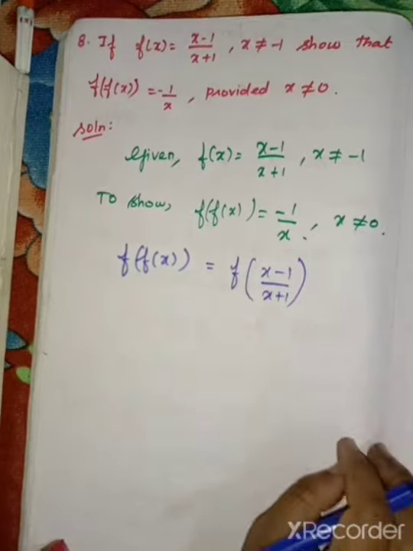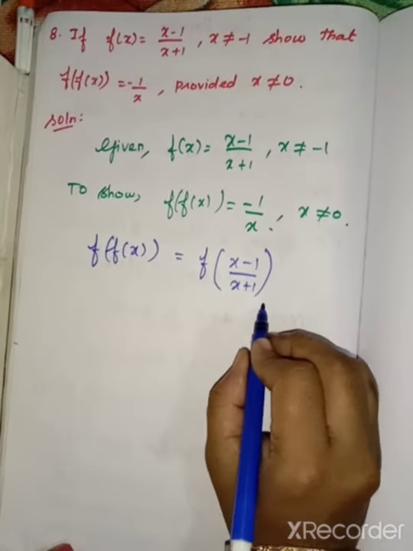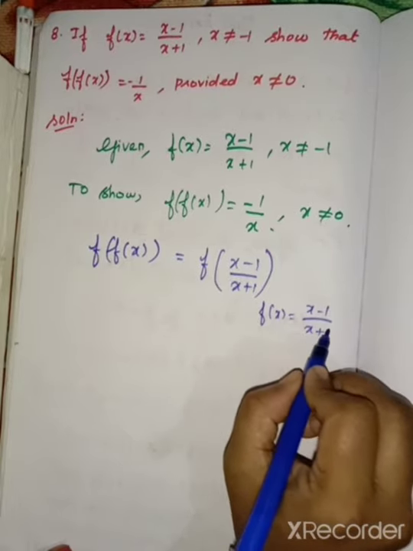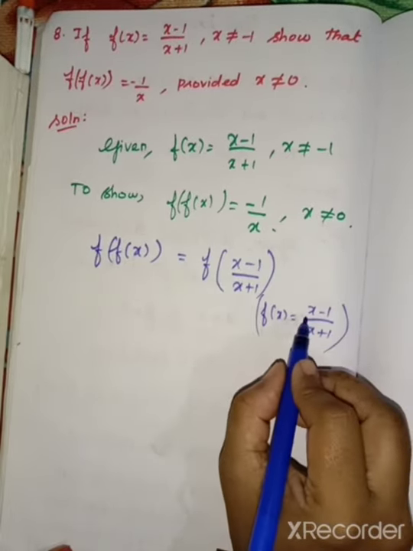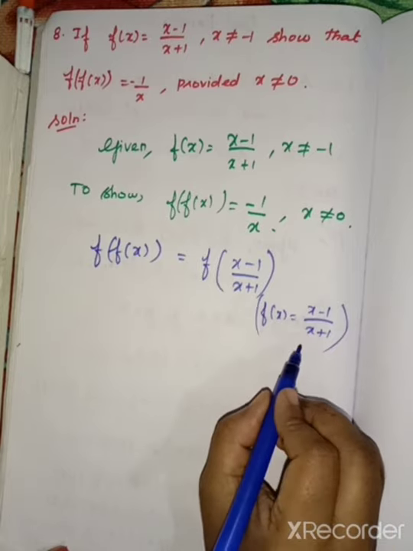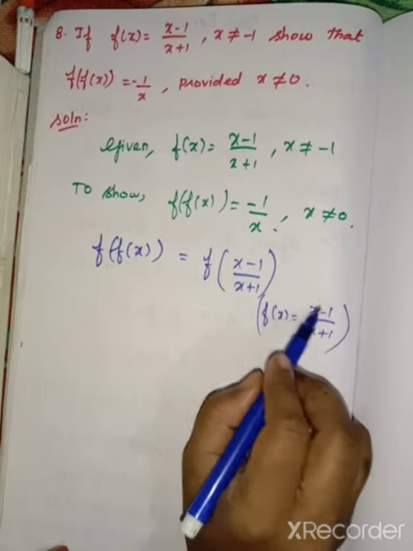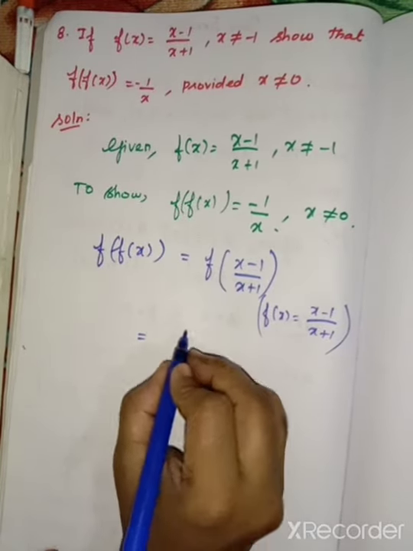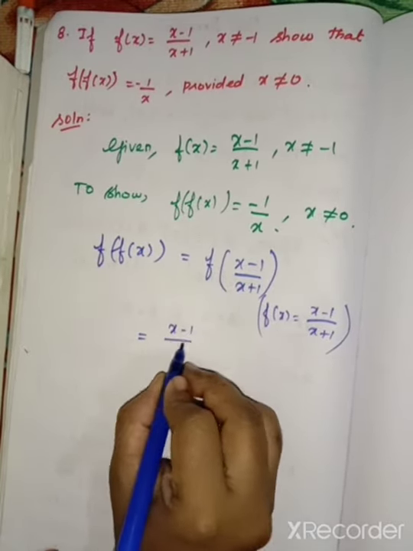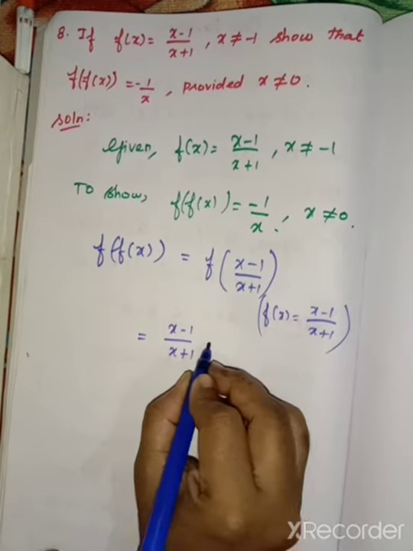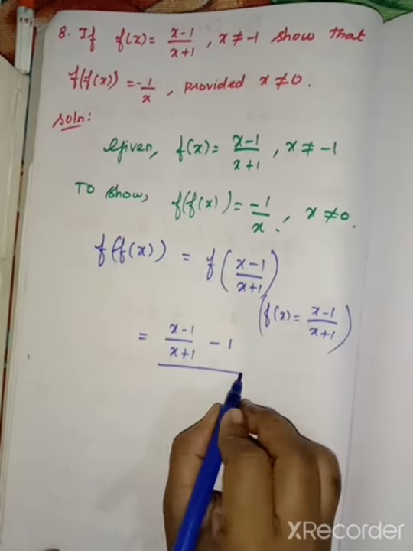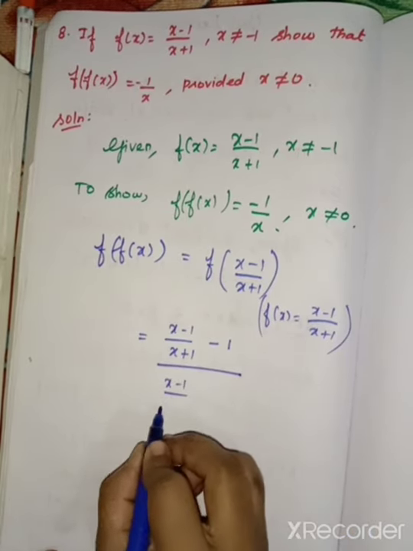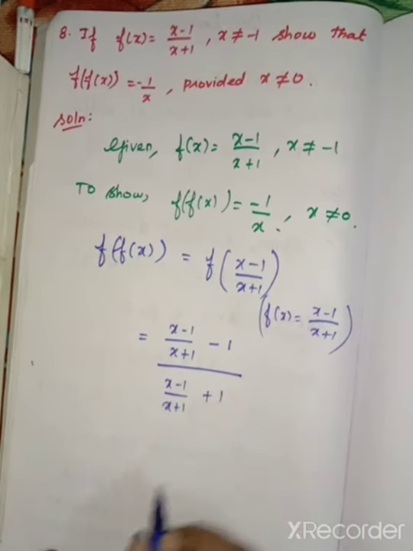Here the function is f. Again we want to use that. So that means f of x equal to x minus 1, x plus 1. In place of x, here we have the numerator also we have the x, denominator also we have the x. In place of x, we want to substitute this whole term. So here we want to substitute, that means x minus 1 divided by x plus 1 minus 1 divided by, here also we have an x. So that means x minus 1, x plus 1 plus 1.